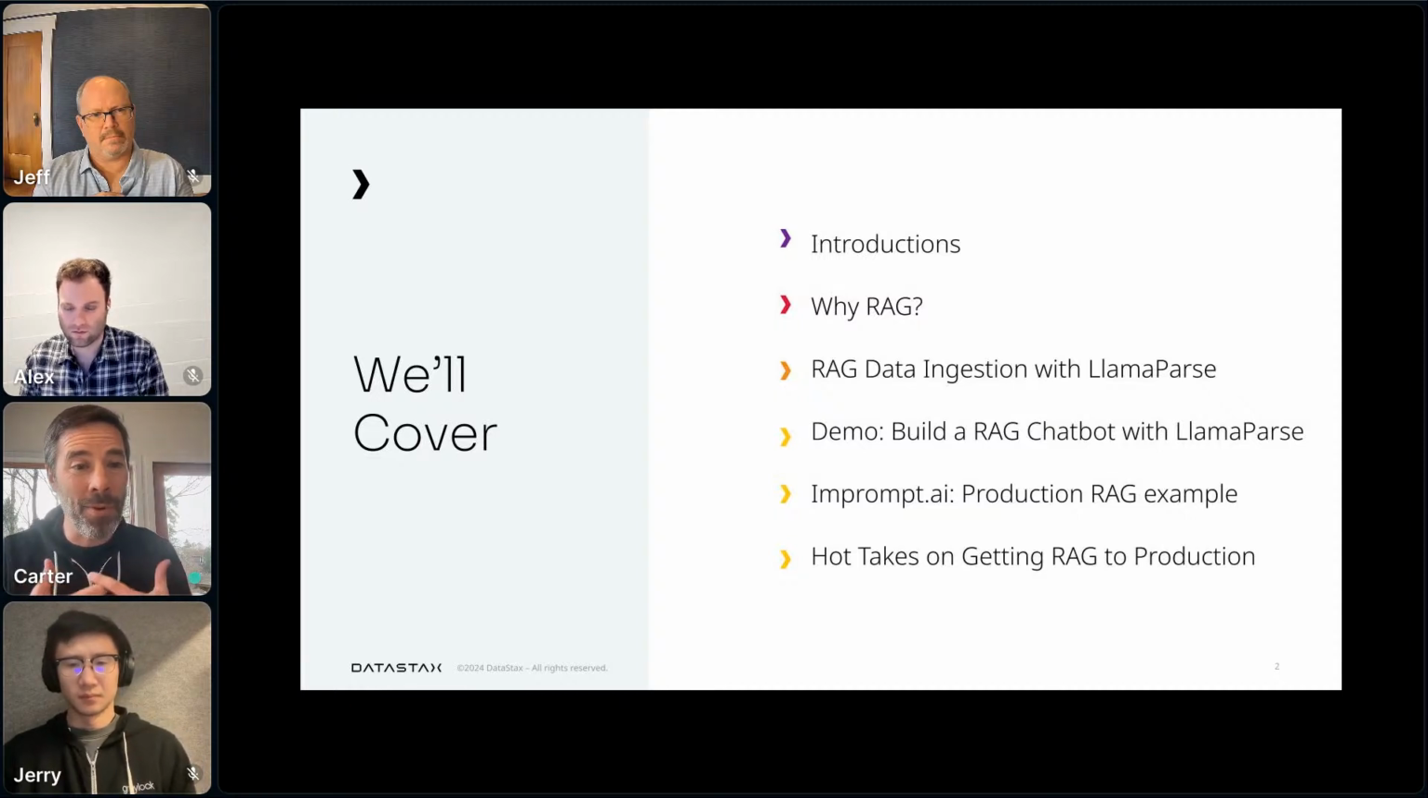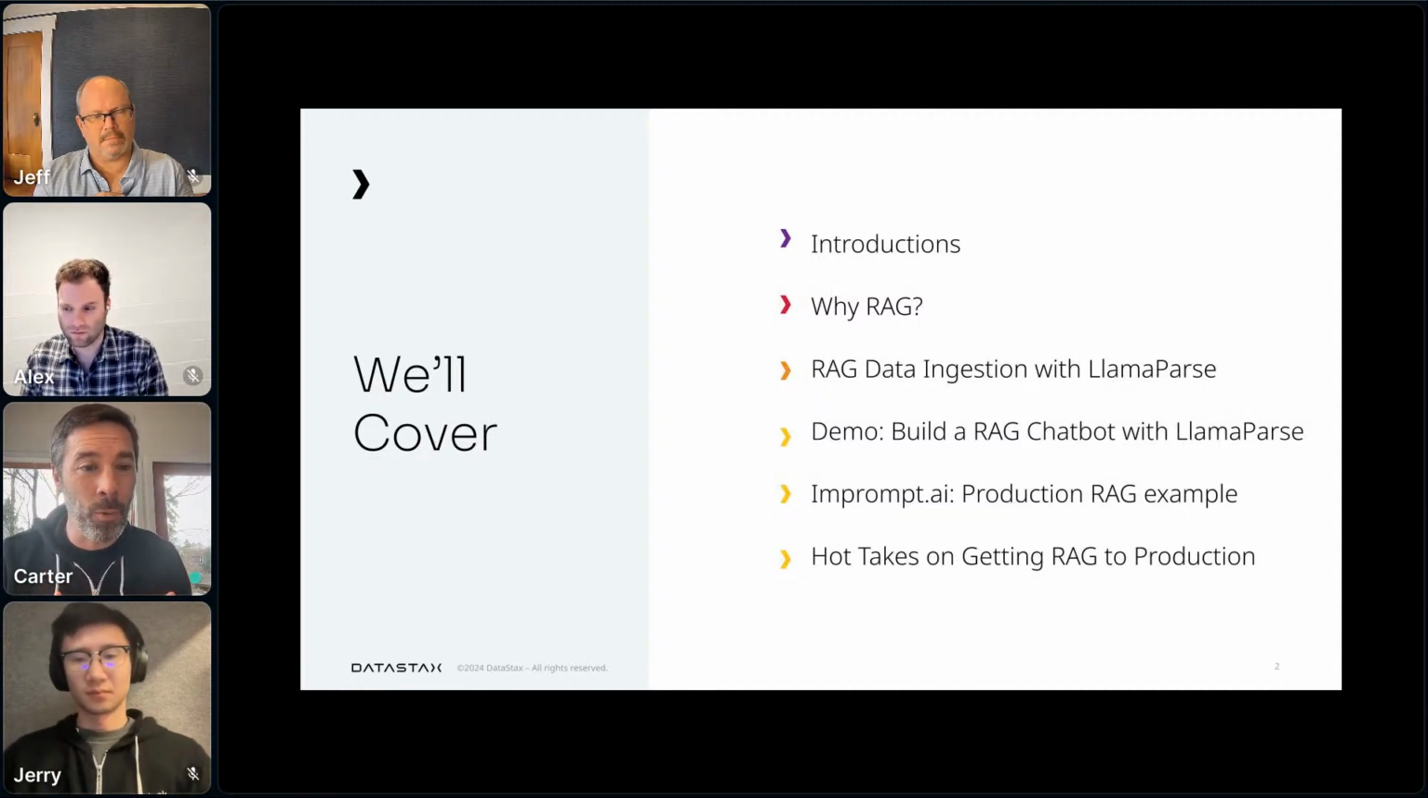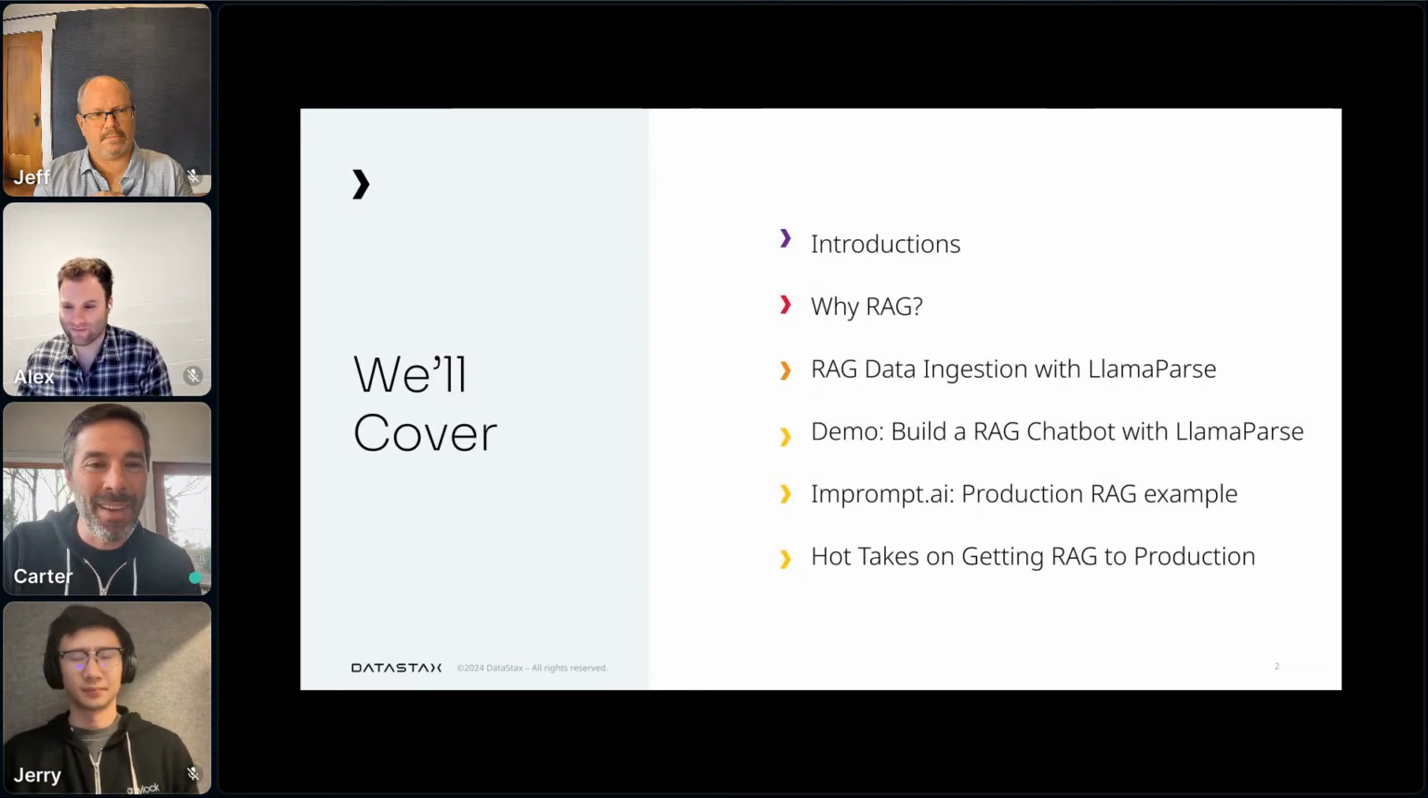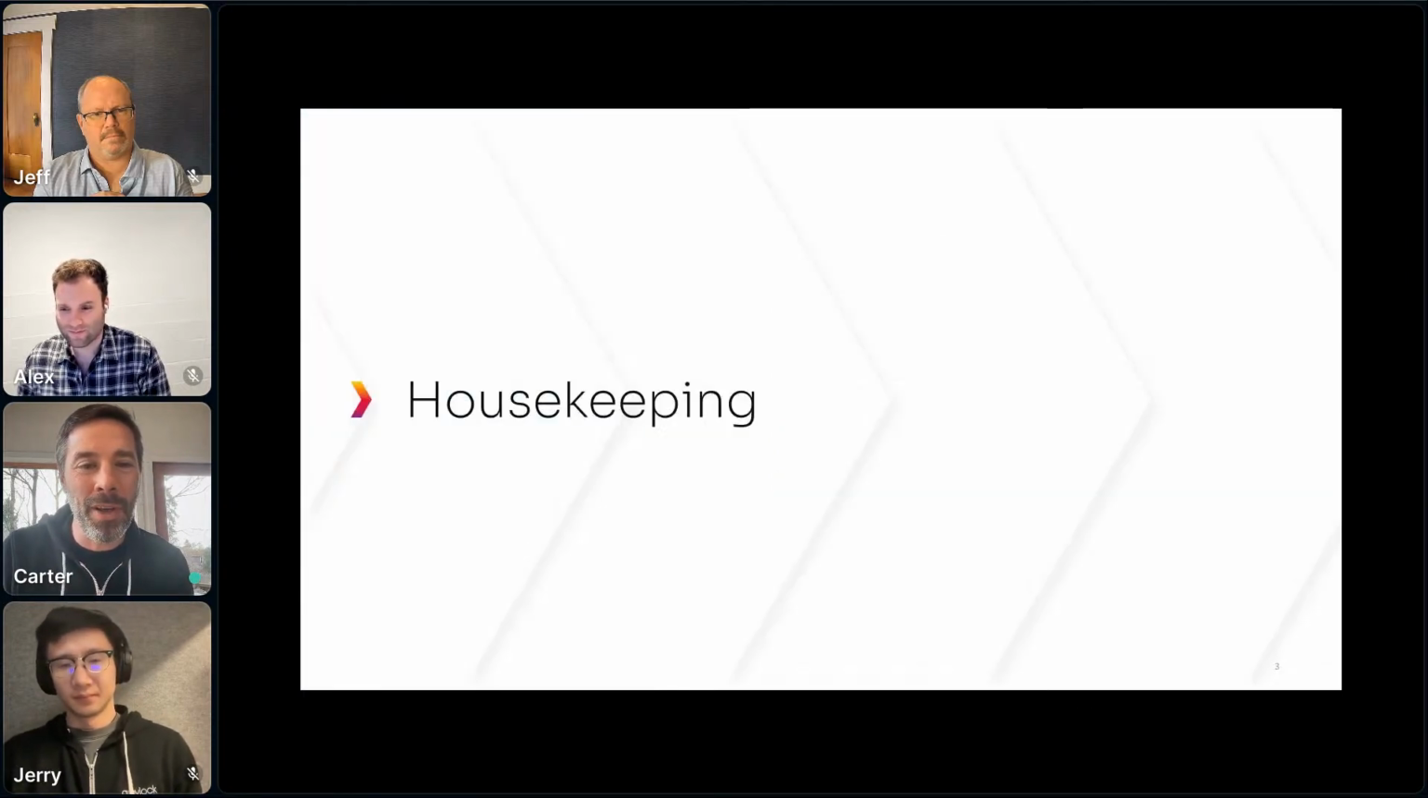Imprompt is a production example of what you can do with RAG and LlamaParse and Astra DB. So we're going to show that off, something that's real, and it's real that people are using right now. And then we're going to get into maybe my favorite part of the talk. We're going to have some hot takes on what it takes to actually go from toys and prototypes and getting RAG into production.